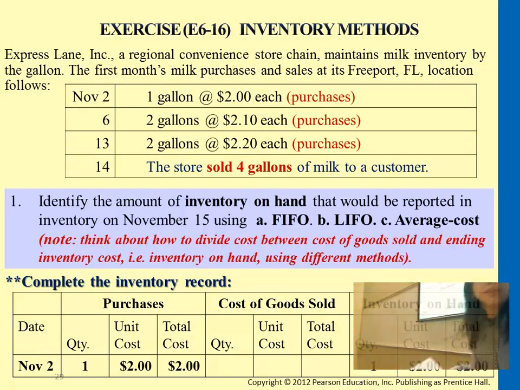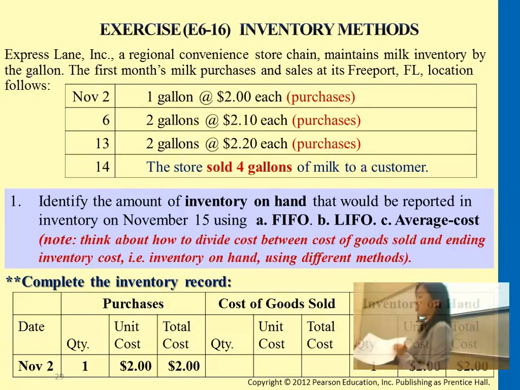Okay, if you take a look at this problem here, the first table you see all the transactions that occurred in November for this company. So the first 3 transactions are all related to inventory purchases. So the relationship between your company and vendors and suppliers. You have 1 gallon of milk purchased at $2 each, 2 gallons at $2.10, 2 gallons at $2.20 at different time points. Okay, so for this inventory record here, you see FIFO, LIFO, and average cost.